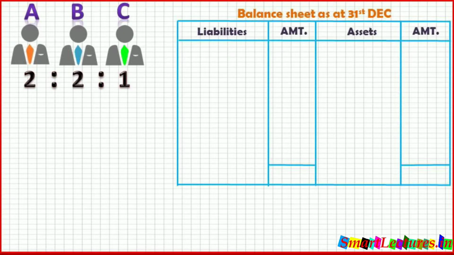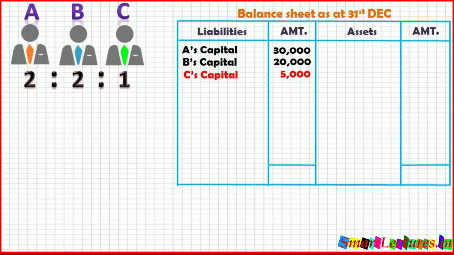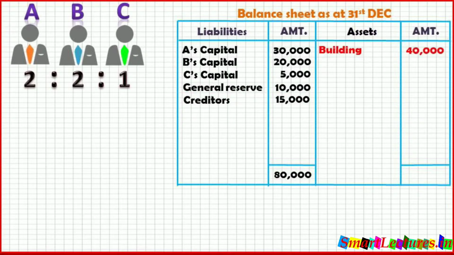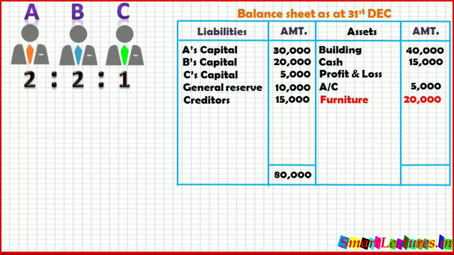A, B, C were three partners sharing profits and losses in the ratio of 2:2:1, and this was the balance sheet as at the 31st December. A's capital 30,000, B's capital 20,000, C's capital 5,000. General reserve 10,000, creditors 15,000, total 80,000. Building 40,000, cash 15,000, profit and loss account 5,000, furniture 20,000, total 80,000.